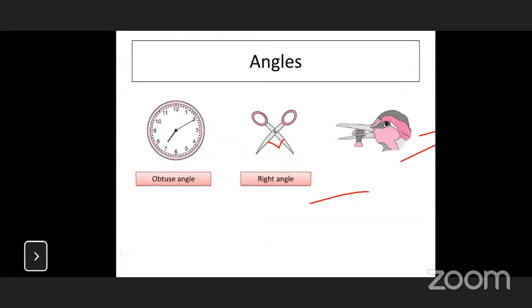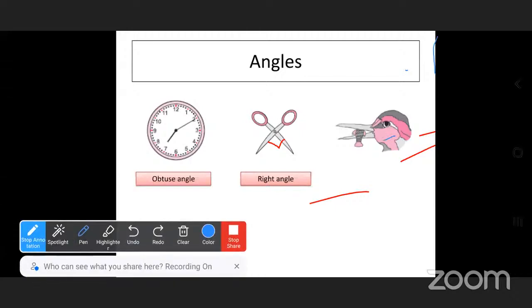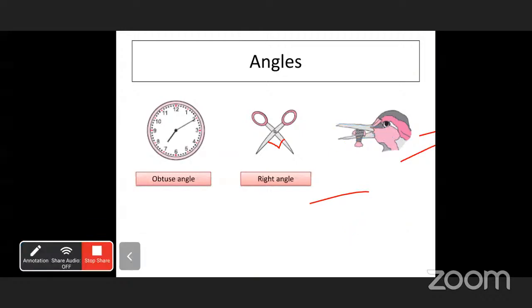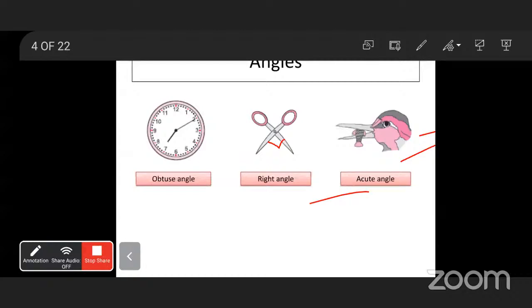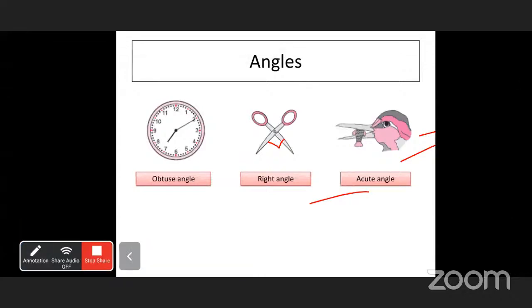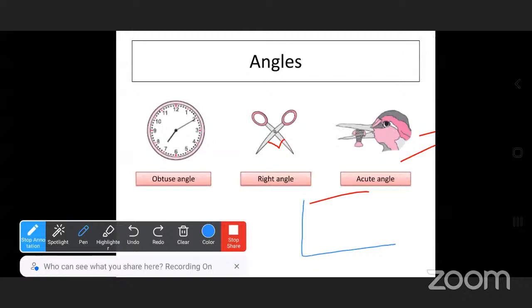Okay, now this is a diagram of a bird holding a fish in the beak. So what is the angle made by this beak? It is an acute angle. What is an acute angle? We all know that this is 90 degree. So the angle less than 90 degree, the angle which lies between 0 degree and 90 degree, is called an acute angle. So this is an acute angle.